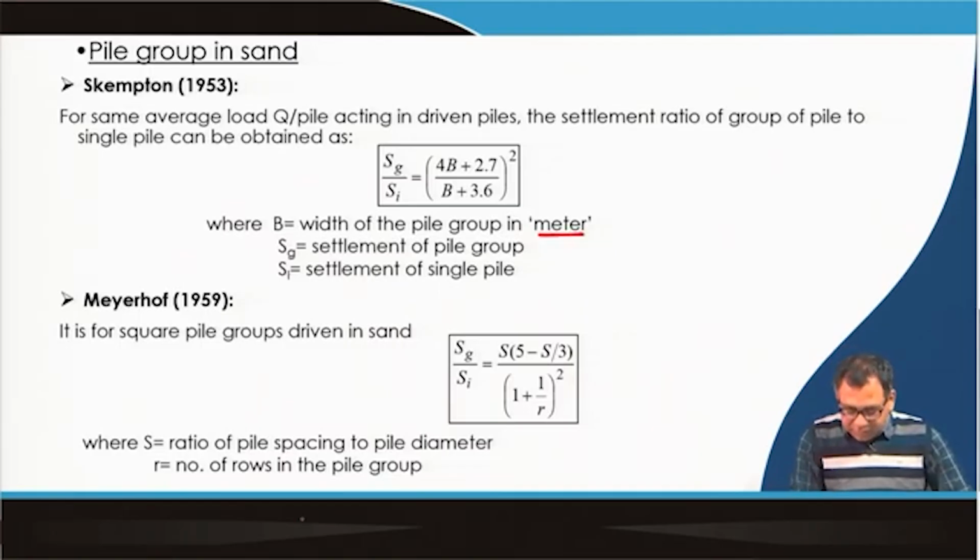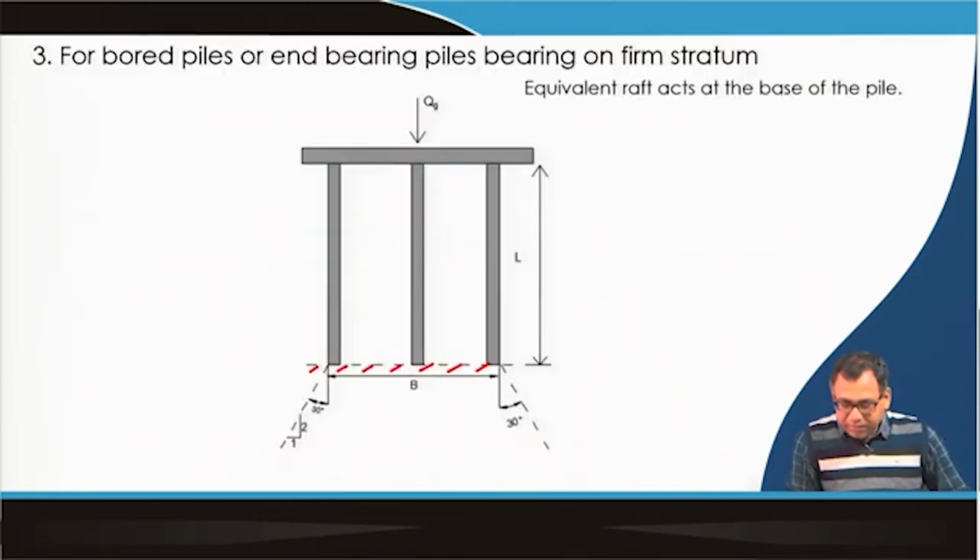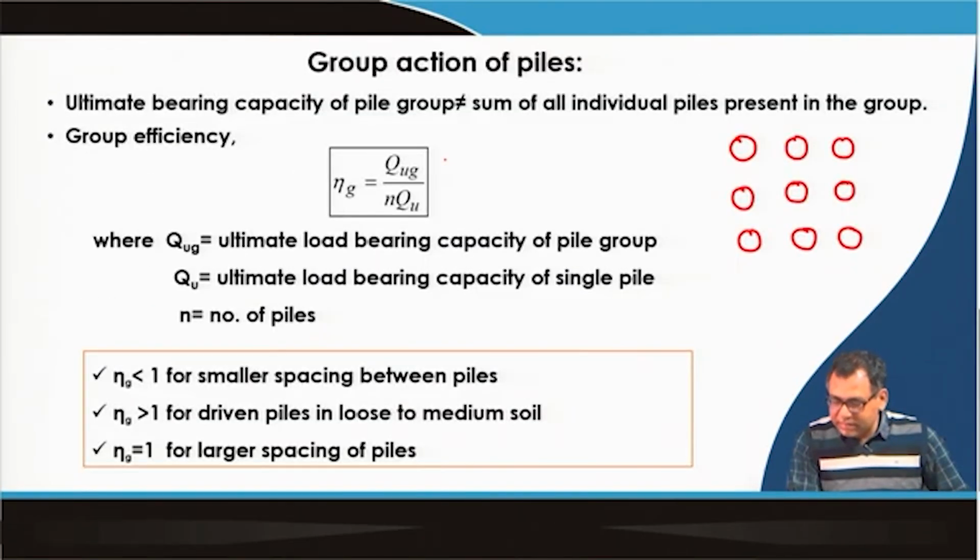Similarly, this also we can determine by using the approach or the equation proposed by Meyerhof. The first one is proposed by Skempton. And what is the B value? B value is the width of the pile block in case of a pile group.